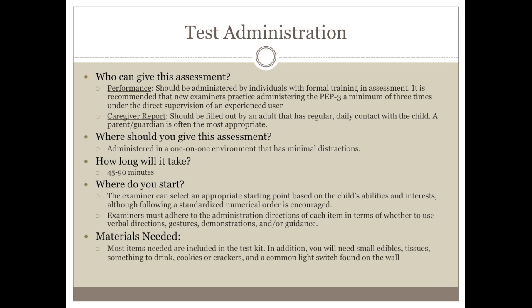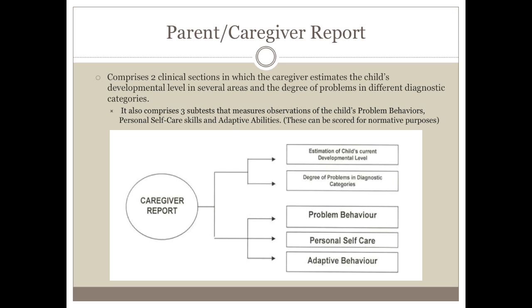Generally, the PEP assessment will take about an hour to an hour and a half to complete, and all of the items that are needed to complete the PEP assessment are contained in the test kit. However, you might need other items such as edibles, something to drink, and a room that has access to a light switch. The second portion of the PEP assessment is the caregiver report. The caregiver report should be completed by an adult who has daily contact with the child. Oftentimes, the most appropriate is the parent or guardian of the child.